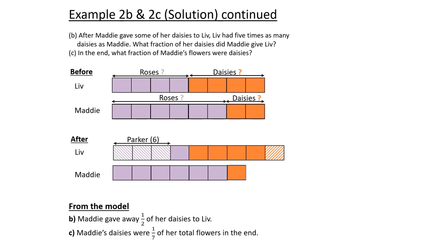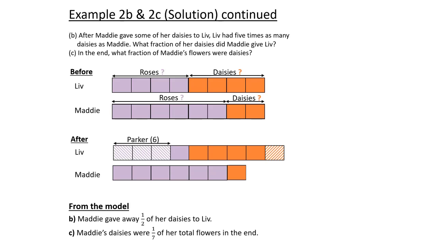We must always check that our answers make sense by substituting the values back into the original fractions given in the problem. Did Liv have 2/3 the roses of Maddie? Yes. Liv had 8 and Maddie had 12. Did Maddie have half the daisies as Liv? Yes. Maddie had 4 and Liv had 8.